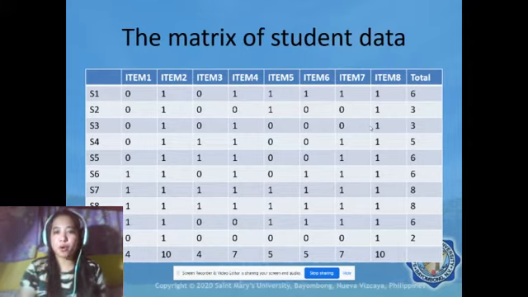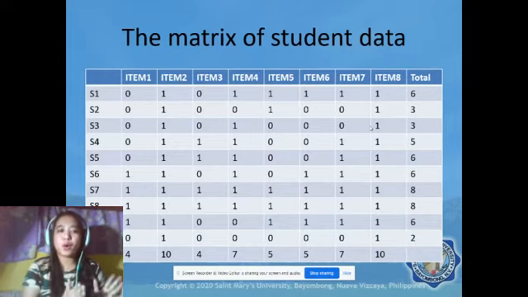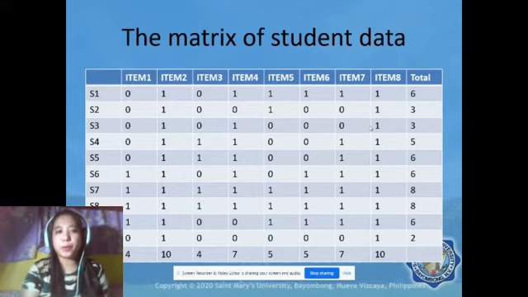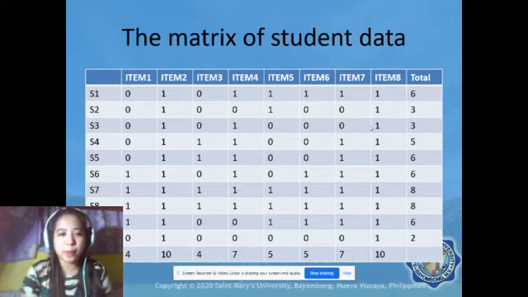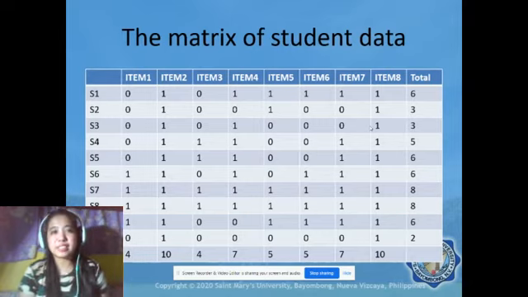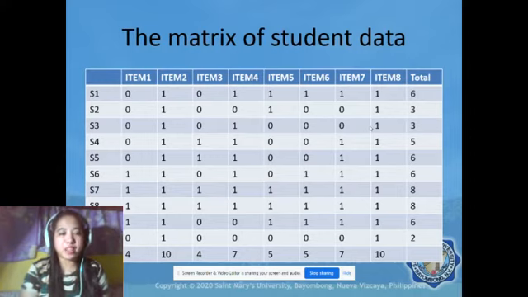So this is the matrix of student data. As shown in this table, the first column corresponds to the students who took the test, and the first row consists of the items, the number of items in the test. In this matrix, there are 8 items and 10 students who took the test. And if you also notice, we have here numbers 0 and 1, where 0 means that the student did not get the correct answer, while 1 corresponds to the correct answer.